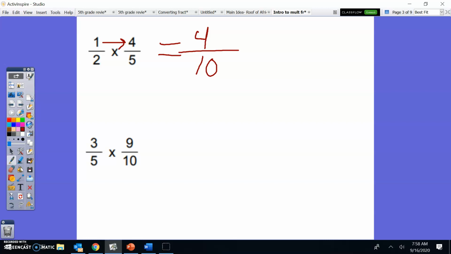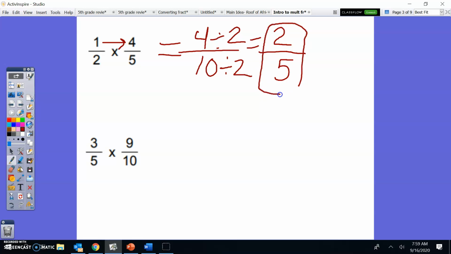I need to double check always if my fraction is in the simplest form. Always, always, always. So I'm going to double check here. 4/10. I know that 4 and 10 are both even numbers, so I know that they can both be divided by 2. 4 divided by 2 and 10 divided by 2. So 4 divided by 2 equals 2, and 10 divided by 2 equals 5. I know that 5 cannot be divided anymore, and I know that 2 cannot be divided anymore, so 2/5 would be my final answer.